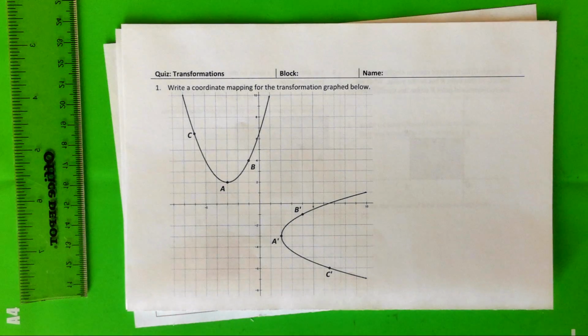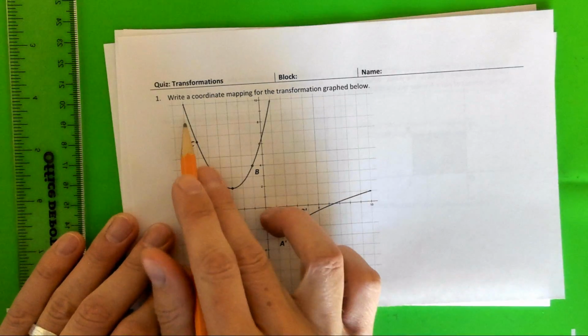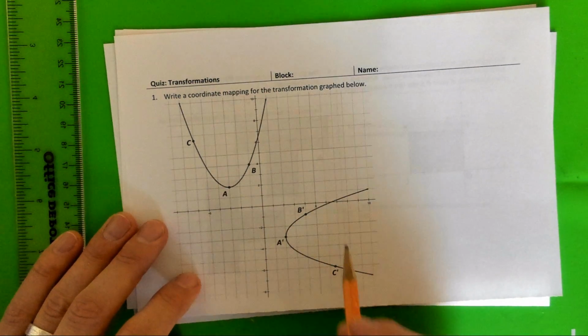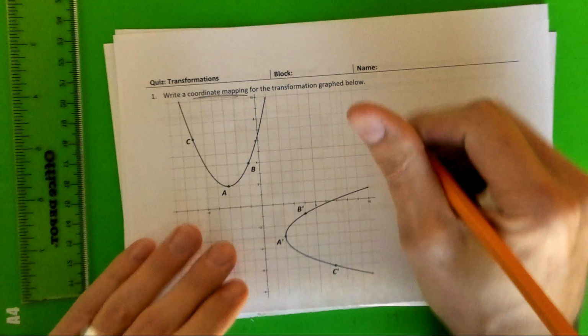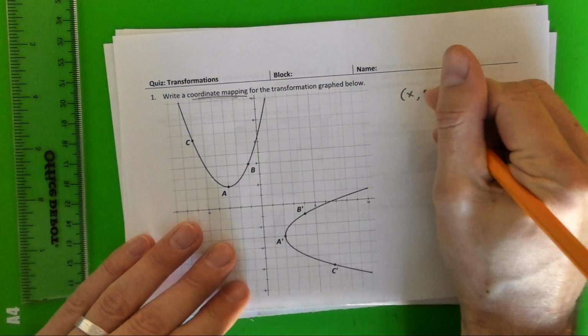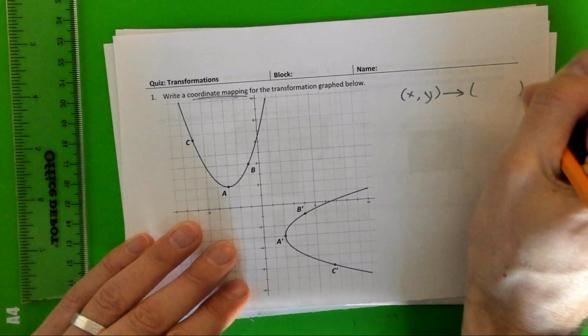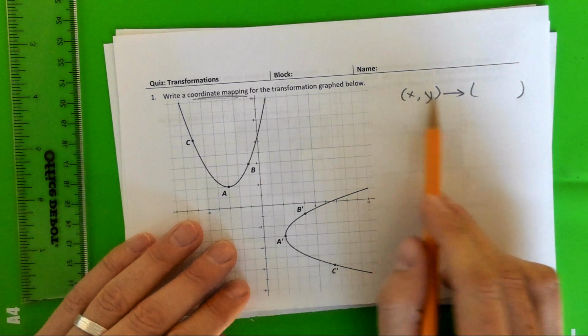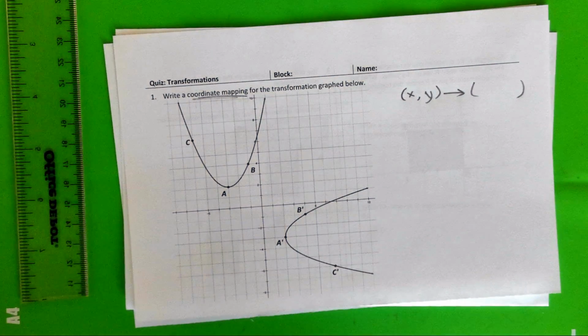Alright, so we've got our pre-image right here and our image. We want to write a coordinate mapping. Remember, a coordinate mapping is (x, y) becomes blank, blank. You want to say what happens to the coordinates. It's a coordinate mapping. Okay, so what is it?